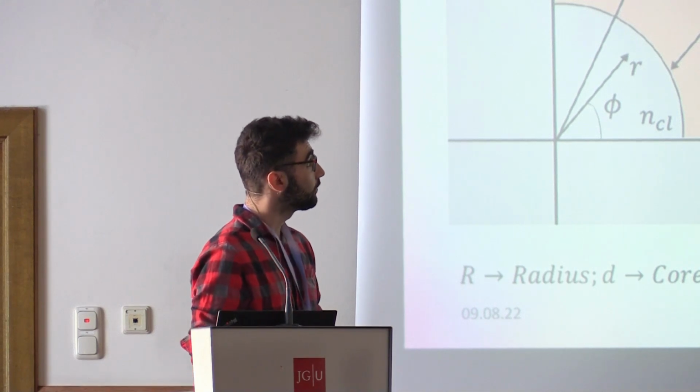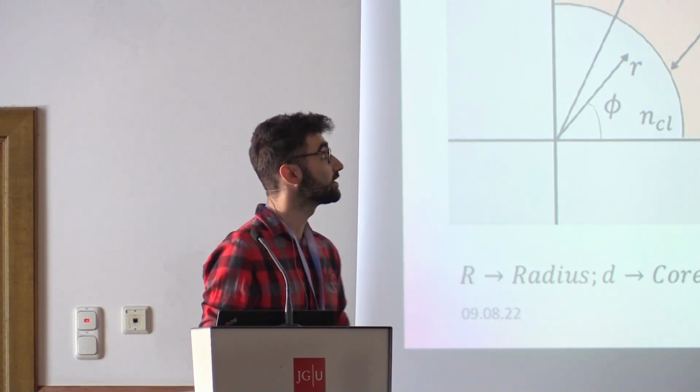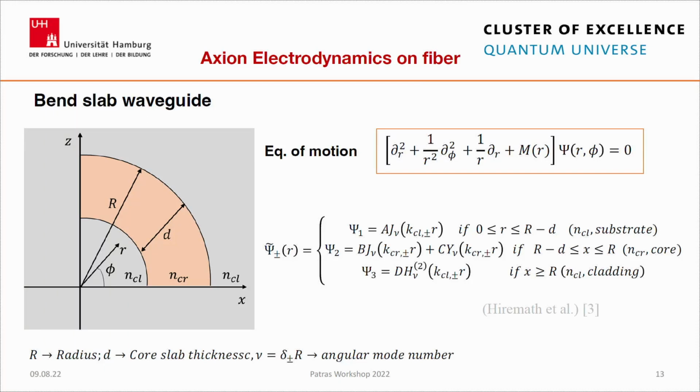Our model is meant to resemble the geometry of our experiment. It's a bent slab waveguide model. Here we have a system of three slabs: the substrate, a core, and then a cladding, but in the end we consider that the refractive indices of the cladding and the substrate are basically the same. R is the radius of curvature, and D is the thickness of the core slab.